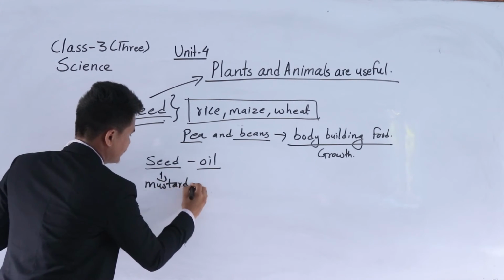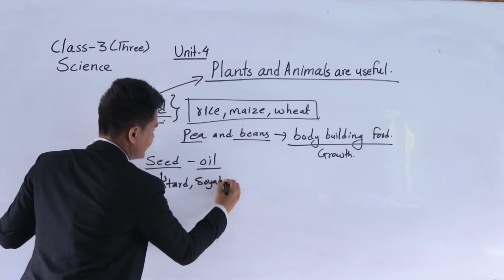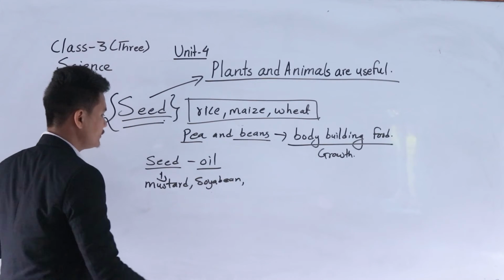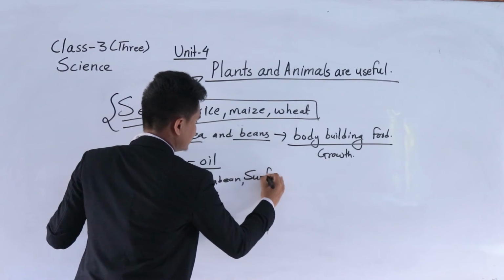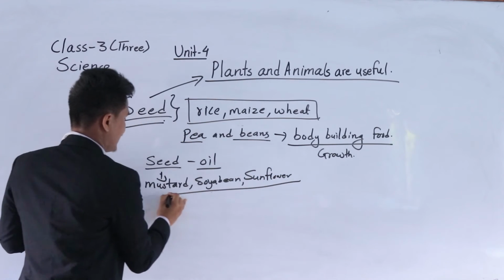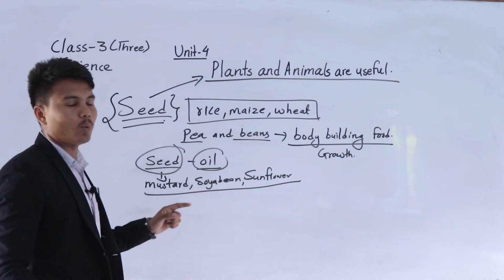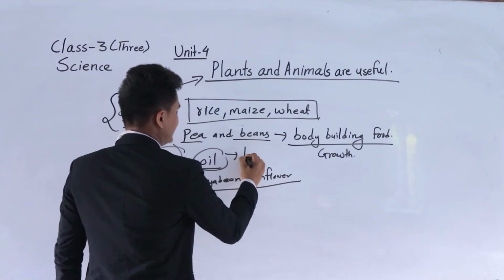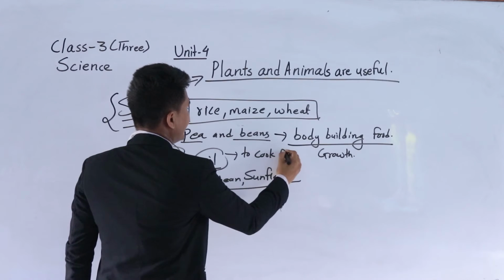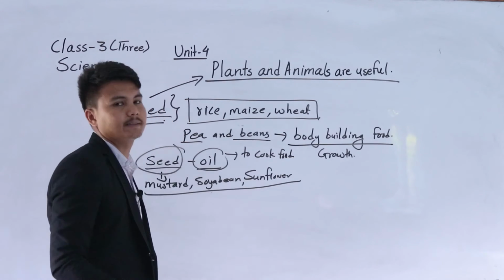Mustard, soybean, sunflower, etc. are seeds which are used to make oil. Oil is used to cook food. Without oil we do not cook any kinds of vegetables or anything. We need oil.